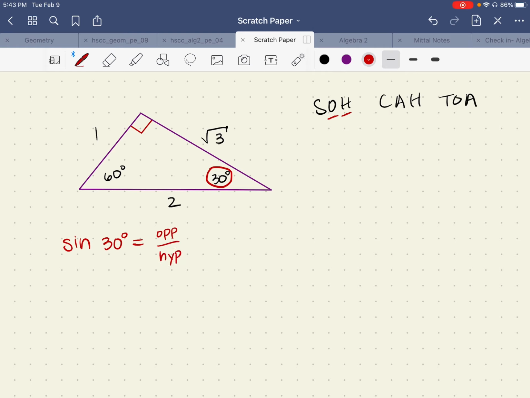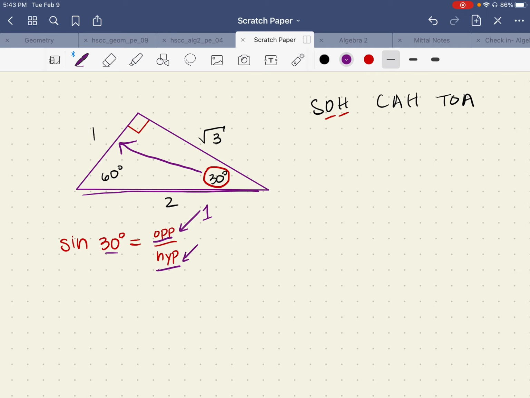Now, I like to say opposite leg because it just emphasizes that it's the leg you're talking about. So when you look at this, you're like, okay, what's the opposite leg to the 30? Opposite to 30 is 1. So we're going to say that this is 1. And then what's the hypotenuse? Well, the hypotenuse is the entire side opposite to the 90-degree angle. So this right here is going to be 2. And this is where we come up with the sine of 30 is equal to 1 over 2.